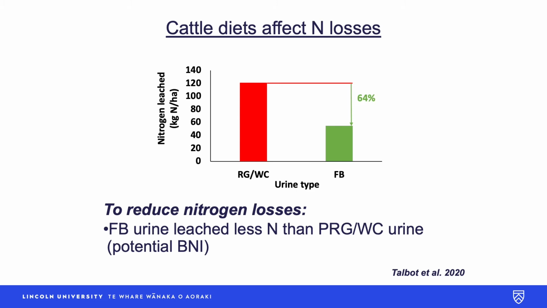So to reduce nitrogen losses, we saw that fodder beet urine leached 64% less than ryegrass white clover urine applied at the same nitrogen rate. So cattle diet affects nitrogen losses.